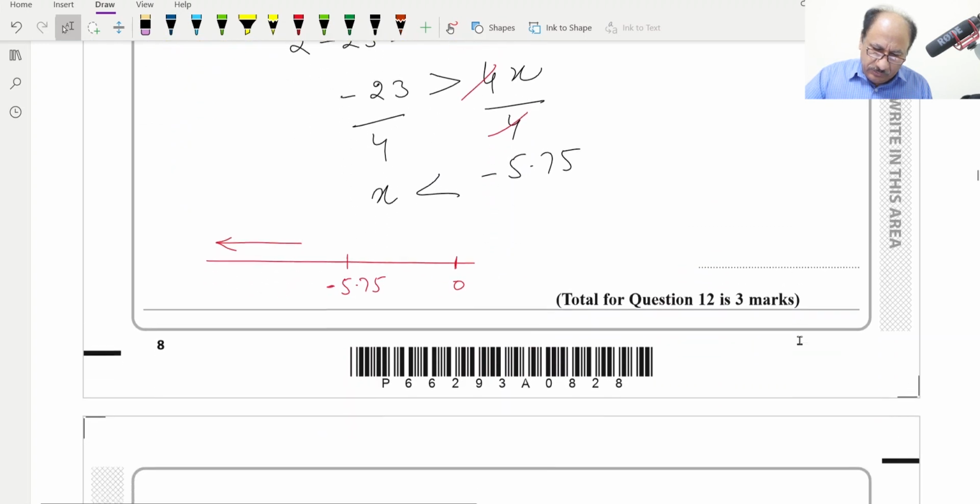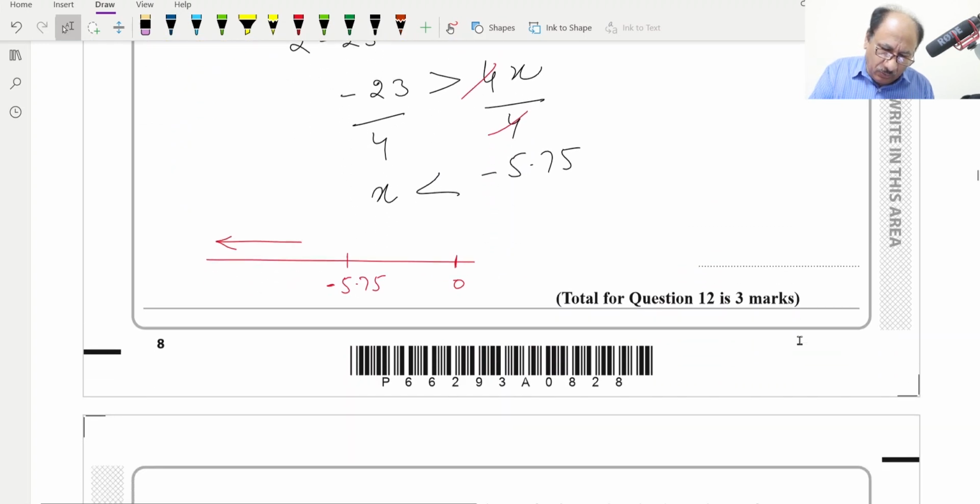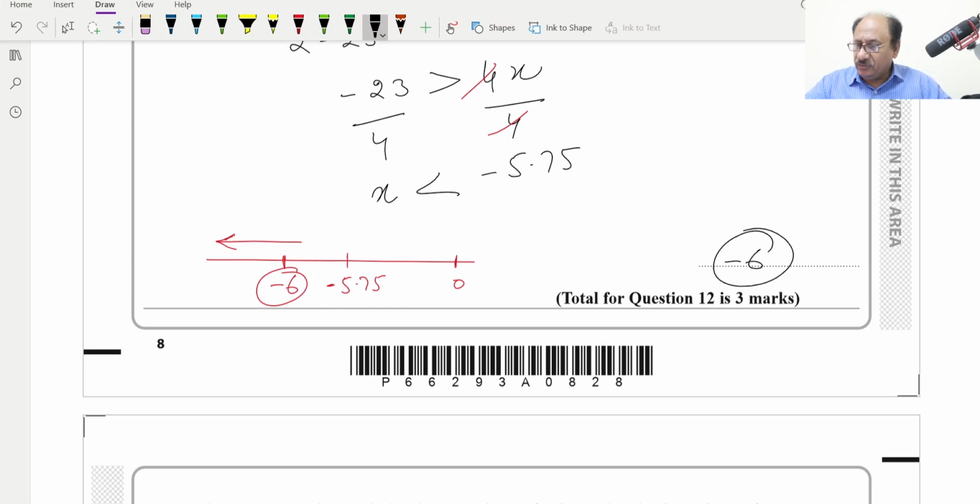So after this decimal on the left side, there will be a number which is -6. This will be our first integer, the highest integer on the left side. So our answer will be -6. This will be our answer. Hopefully you understood this question.